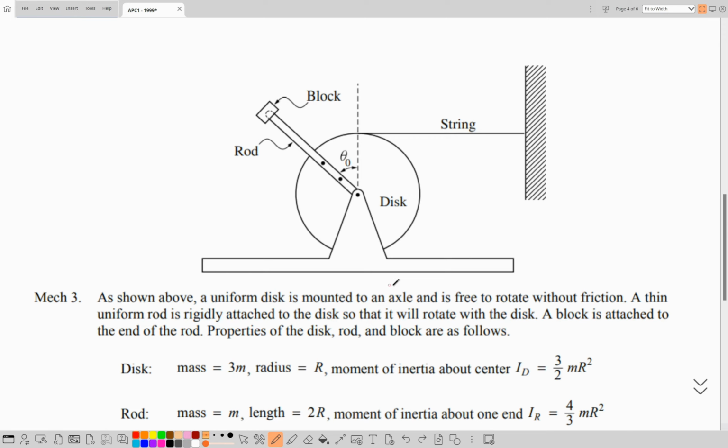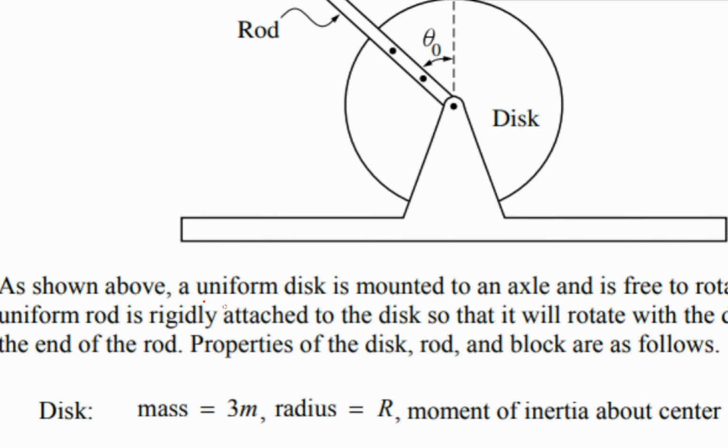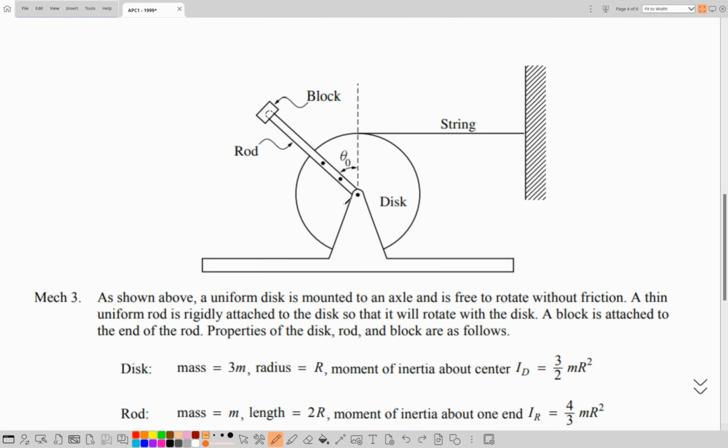As shown above, a uniform disk. Uniform means that the center of the mass of the disk is located geometrically at the center. It is mounted to an axle and is free to rotate without friction. A thin uniform rod is rigidly attached to the disk so that it will rotate with the disk. A block is attached to the end of the rod.